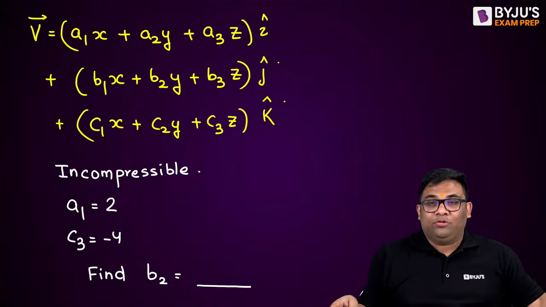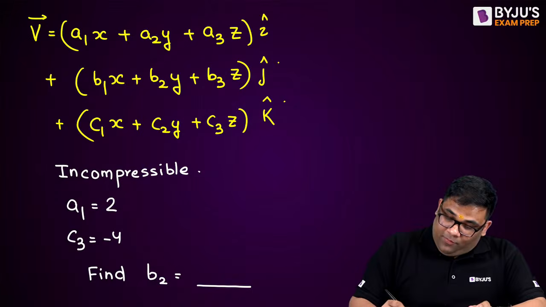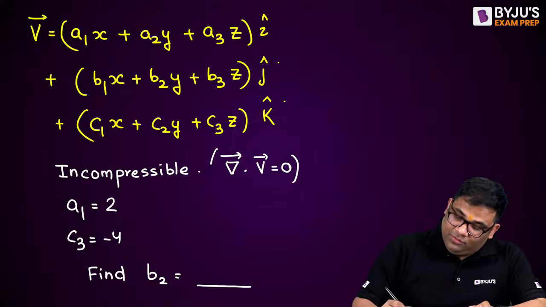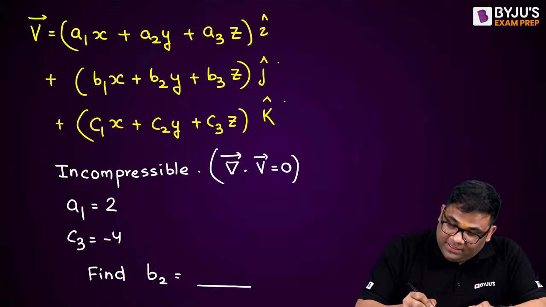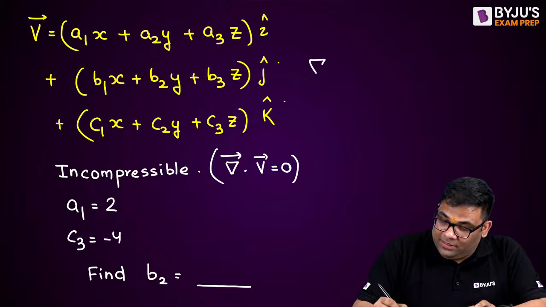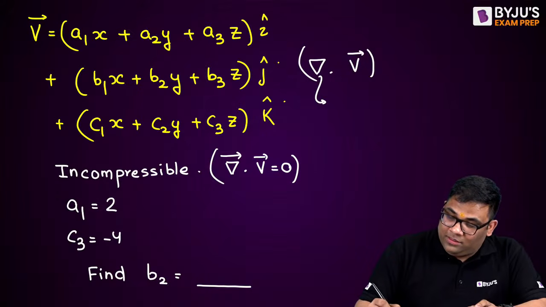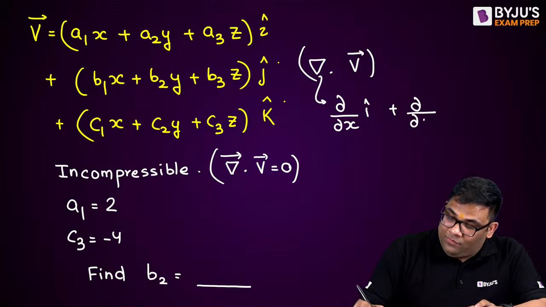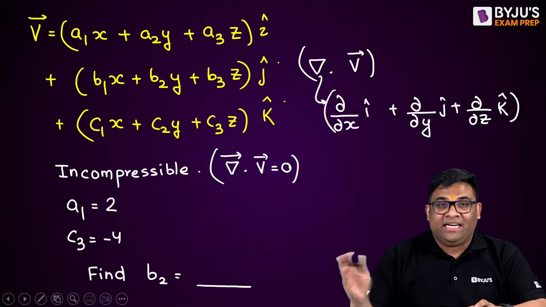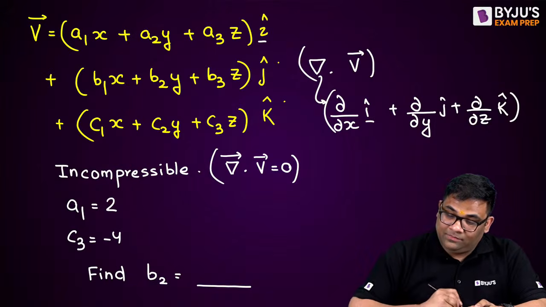Two. Very good. See, incompressible means your divergence is 0. Divergence means del dot this. So this is del by del x i cap plus del by del y j cap plus del by del z k cap. So when you do a dot product, you operate i with i, j with j, and k with k.